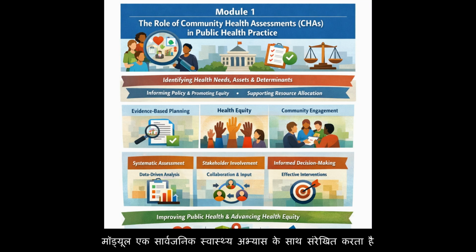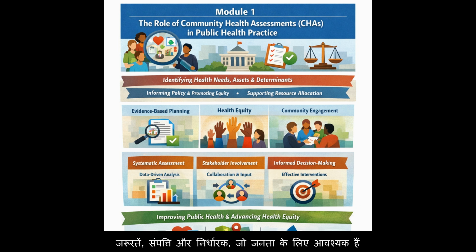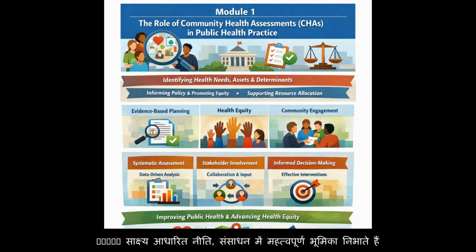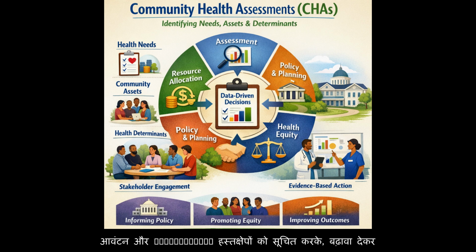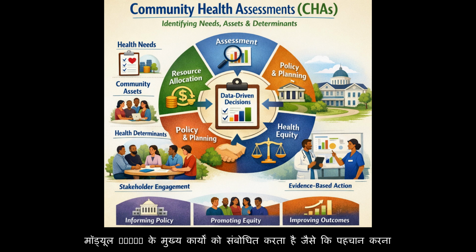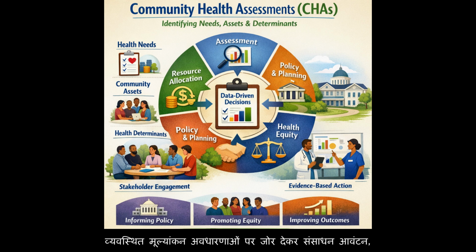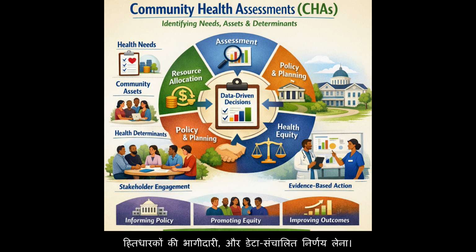Module 1 aligns with public health practice by introducing CHAs as systematic processes for identifying community health needs, assets, and determinants, which are essential for public health planning and intervention. CHAs play a critical role in evidence-based policy, resource allocation, and health equity by informing interventions, fostering community engagement, and supporting continuous improvement. The module addresses core functions of CHAs, such as identifying health needs, informing policy, promoting equity, and supporting resource allocation, by emphasizing systematic assessment concepts, stakeholder involvement, and data-driven decision-making.